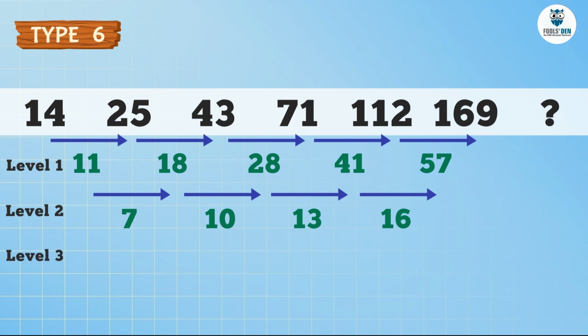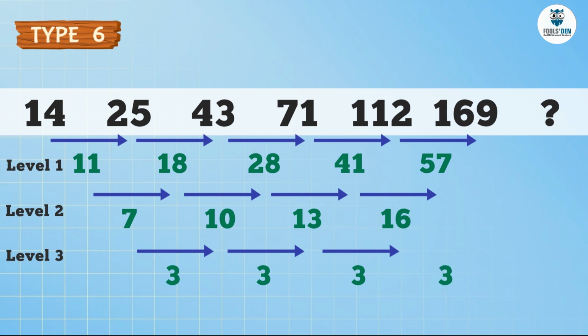So let's go to level 3. So at level 3, the differences would be 3, 3 and 3. Okay, so is there a pattern here now? Yes, we are getting a pattern 3, 3, 3. So let's try to continue this pattern. So the fourth number here would again be a 3.